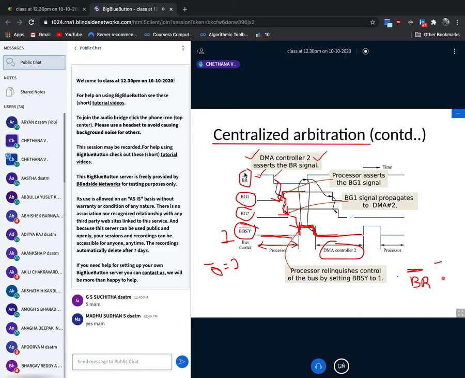Lower impedance means what? Something like this. Okay. Higher impedance means what? Suppose BR, so there is no negate symbol, which means higher impedance. Higher impedance means this one. Okay, so this is said to be active mode.